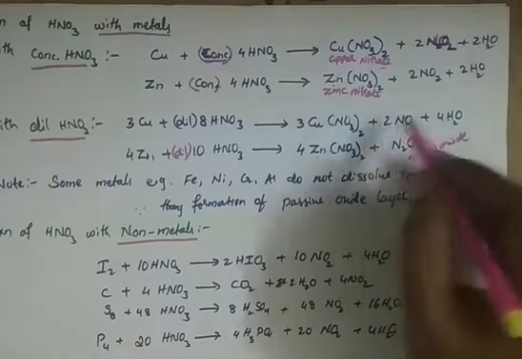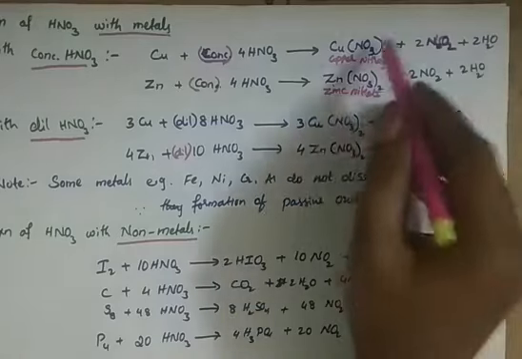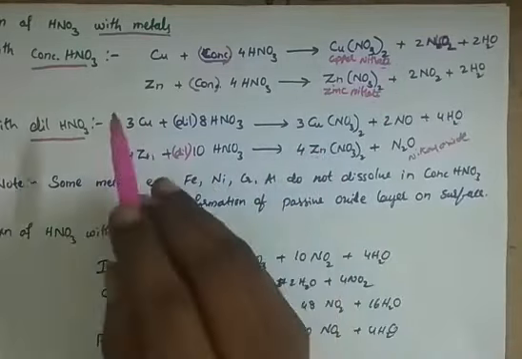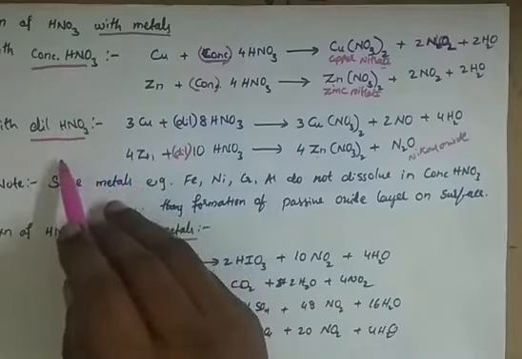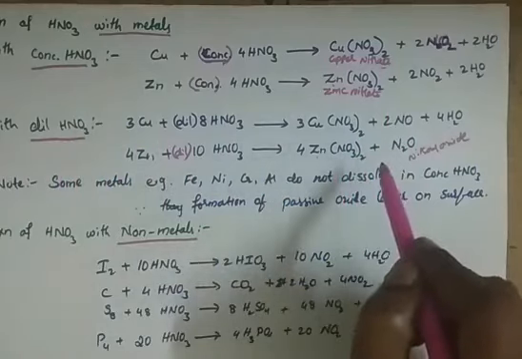Nitric oxide is nitrogen monoxide, just now I said, right? So only this product is different, that's all. The main product is the same. At least remember this: when nitric acid reacts with a metal, it forms the respective nitrates.